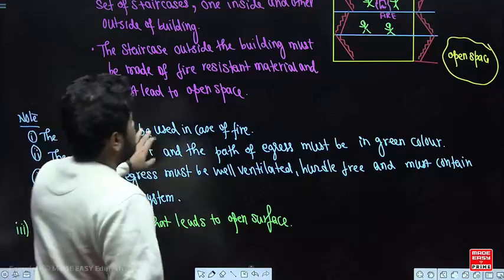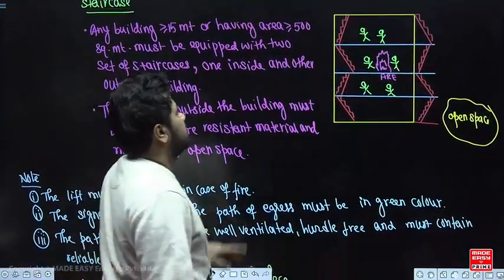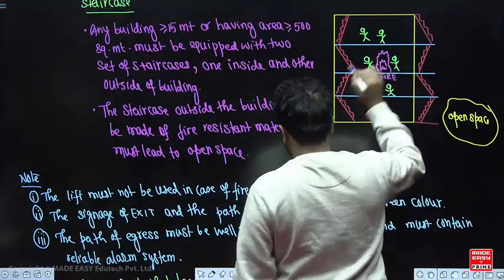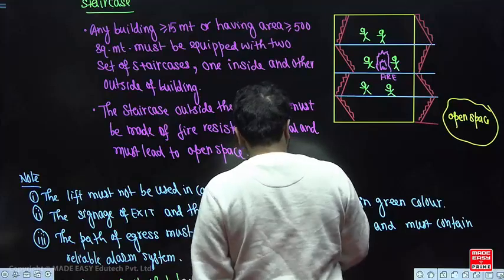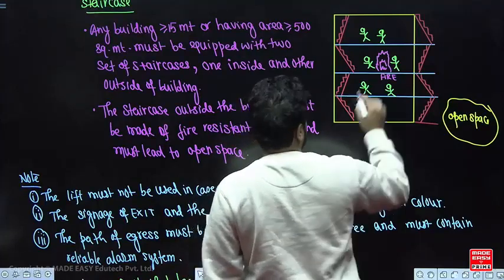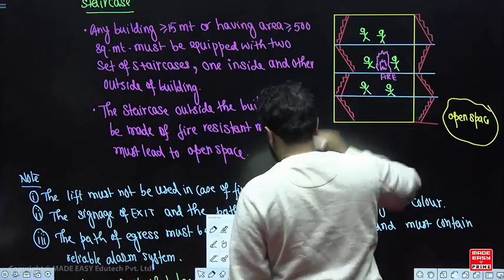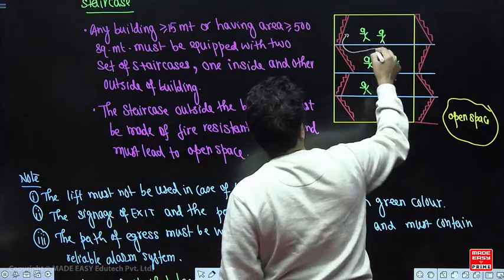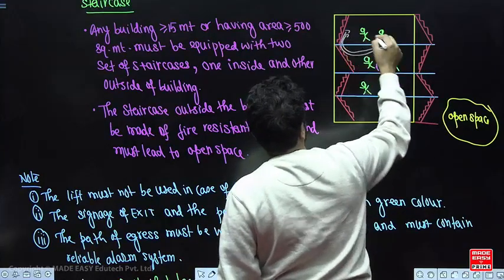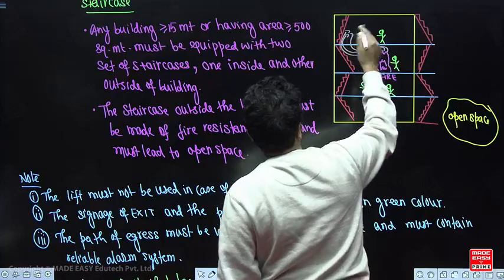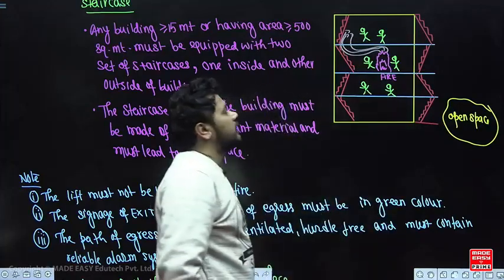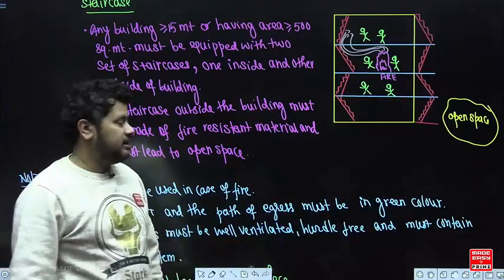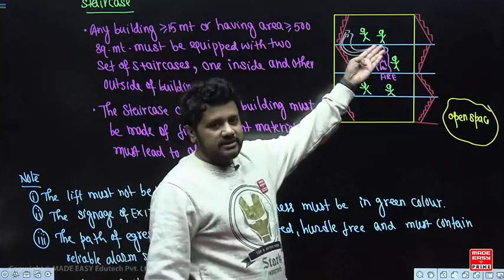Fine. So here you can see that in case of fire, when the fire breaks out here, what will happen? So this person, the smoke, where will the smoke go? This smoke will go up, isn't it? So what will happen? The visibility will be very poor for the people who are upstairs, right?